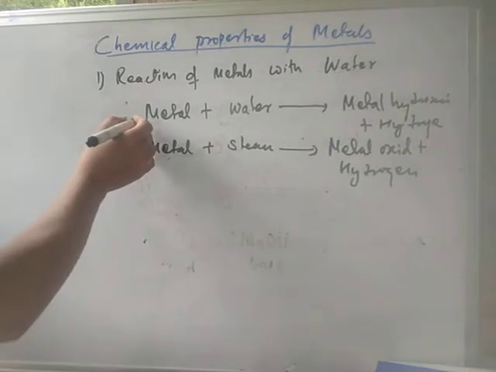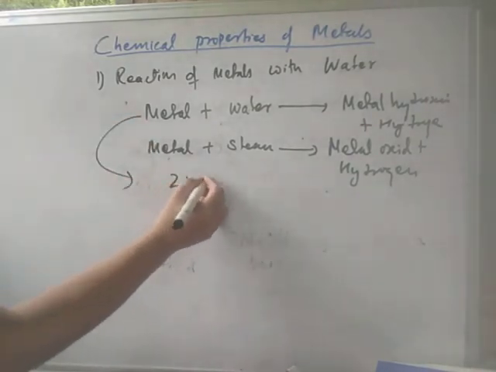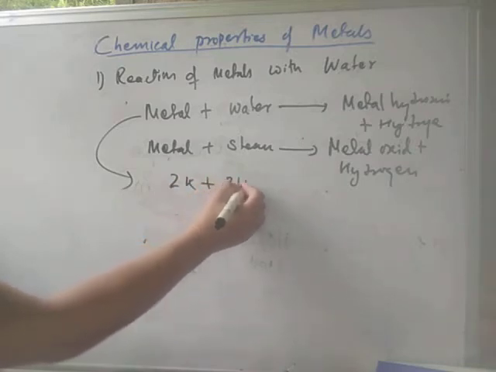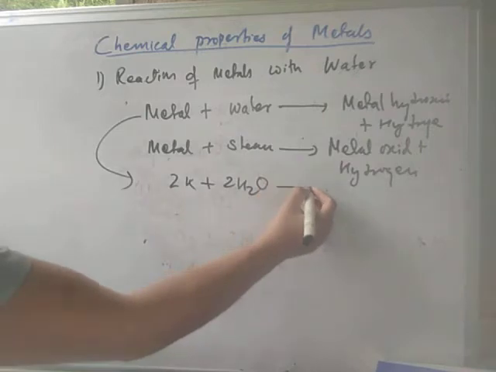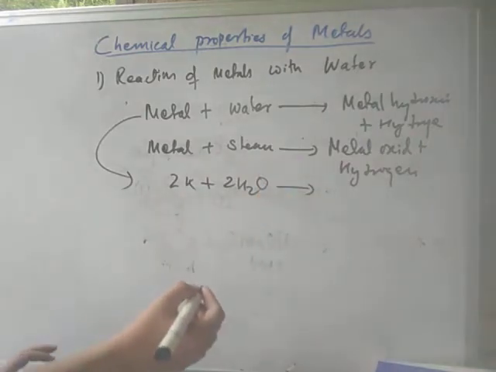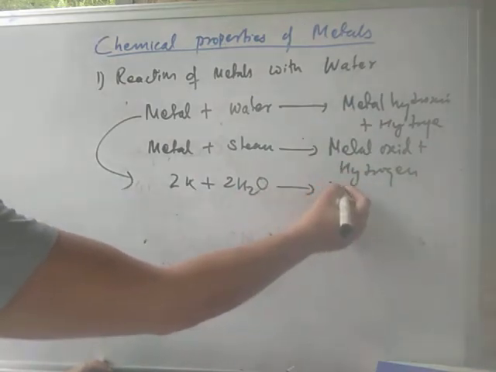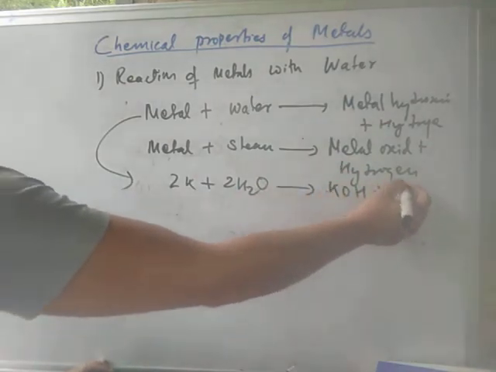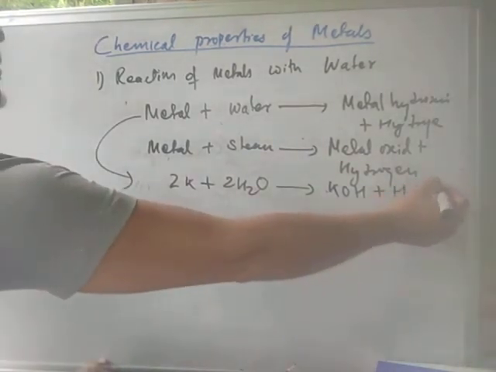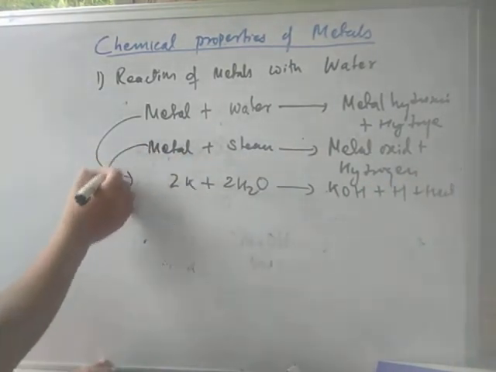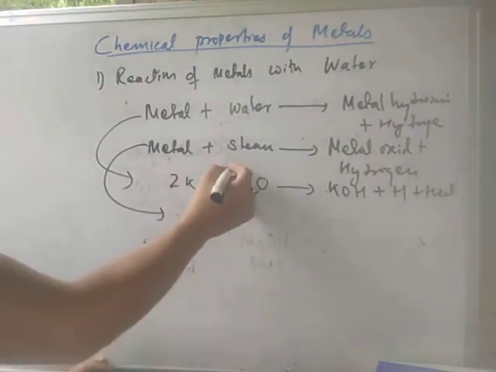First one we will do first. Metal plus water, this is cold, normal water, will give metal hydroxide, for example KOH, plus hydrogen gas. Clear? Plus heat also. Next one is steam. This is normal water.